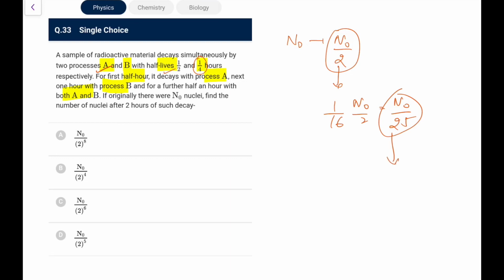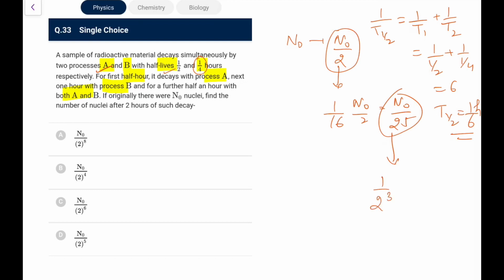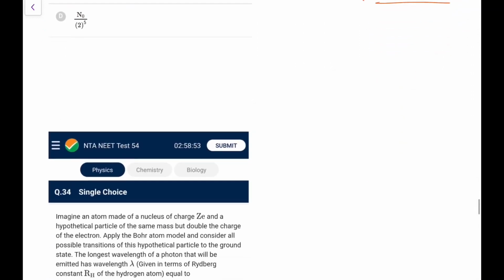Now for the next half an hour by both, the effective half-life in this case would be 1 by T1 plus 1 by T2, because the effective half-life will decrease, that is 1 upon 1 by 2 plus 1 upon 1 by 4, that is 6. That means T half will be 1 by 6. So the half-life is 1 by 6 hours if it decays by both. So in half an hour we will have 3 more half-lives, so it would be 1 by 2 to the power 3 into what we have originally, and that is N0 upon 2 to the power 8. So go for option A. It's a good question, but you need to be very clear about how you are reading it.